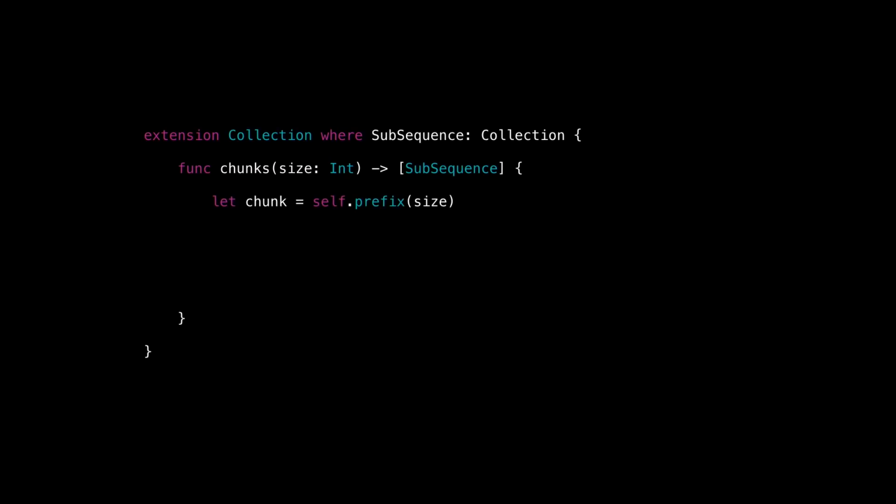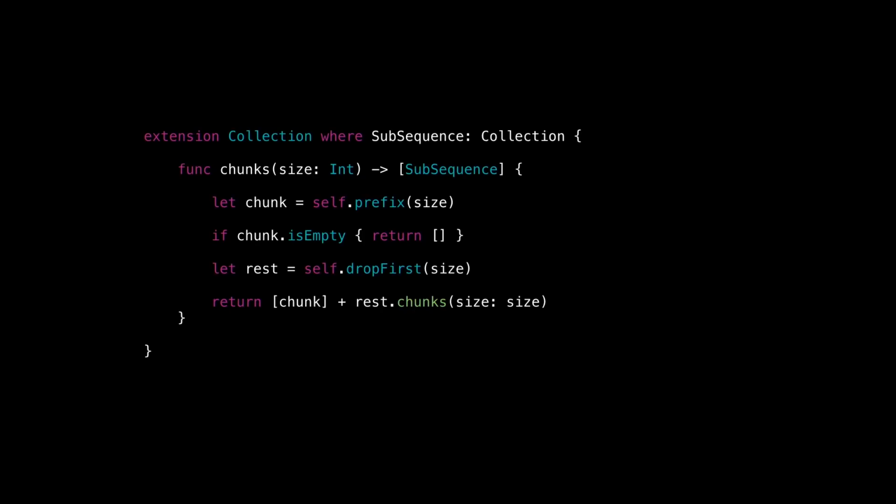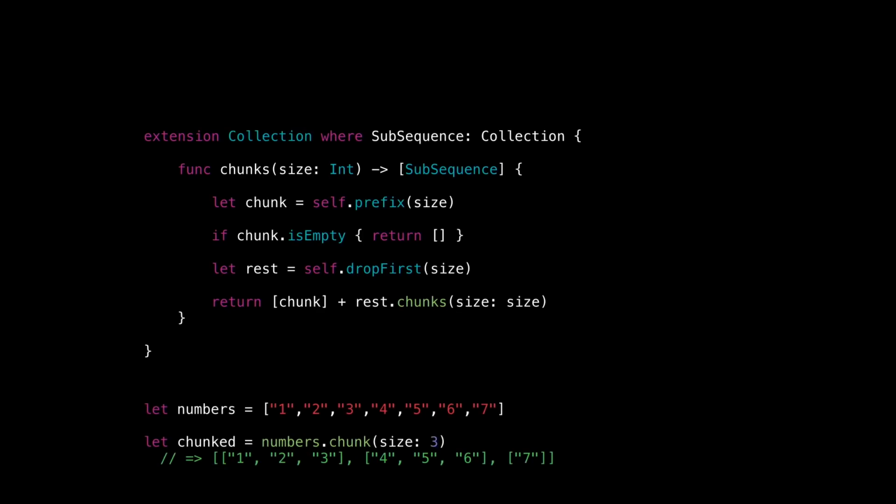Grab the first n items off the array. If it's empty, you know you're done. Drop those same n items off of the same array, and then return the first bit plus a recursive function that calls on the rest of it. And this will give you the chunks that you want, and you don't have to worry about how do I write this code or go to Stack Overflow or any of that stuff.